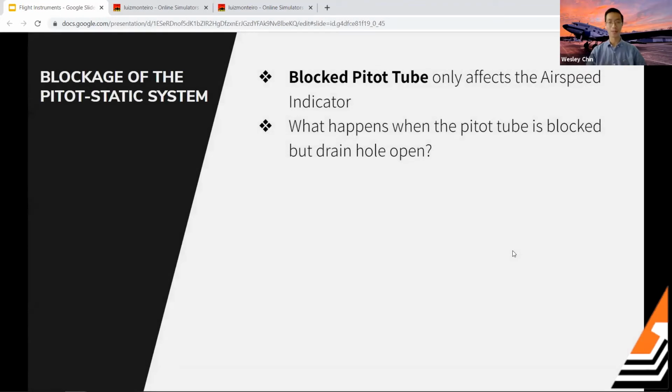So I was kind of thinking about this. A blocked pitot tube would only affect the airspeed indicator, right? We know the pitot tube only hooks up to that instrument, so it's only going to affect the airspeed indicator. So I'm curious to see if anybody knows the answer to some of these questions here. What happens when the pitot tube is blocked, but the drain hole is open? So again, the pitot tube, the front is blocked, but the drain hole is open. Does anybody know what's going to happen there to the airspeed indicator?